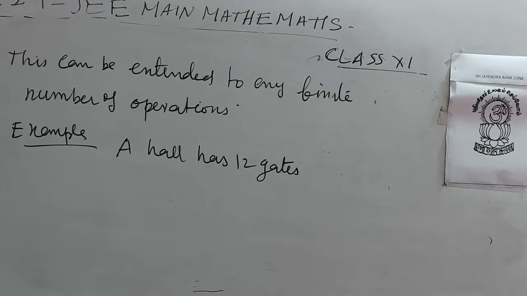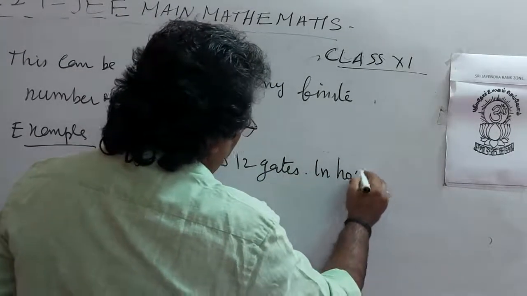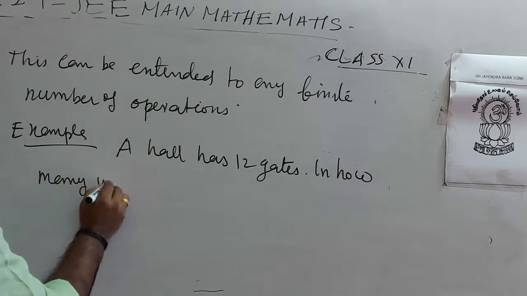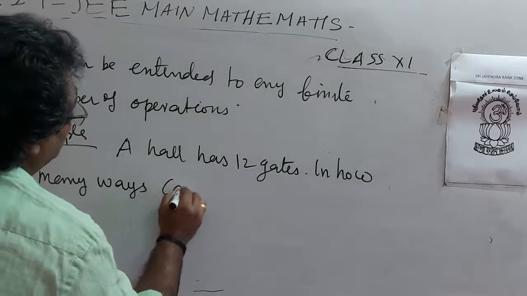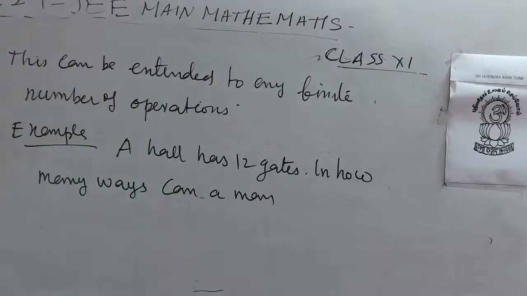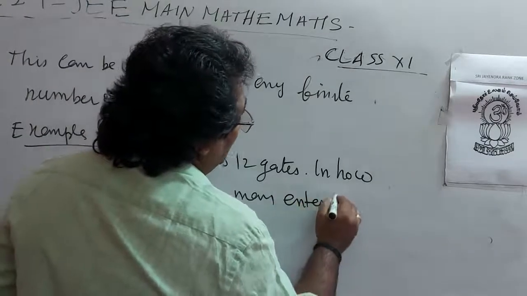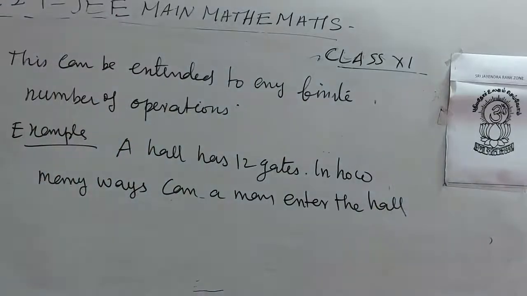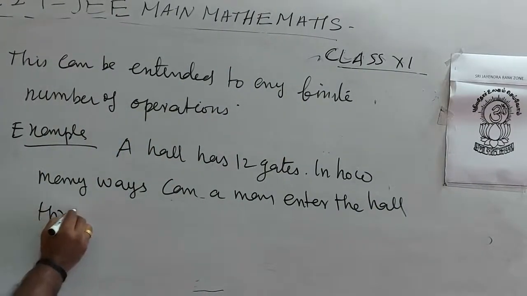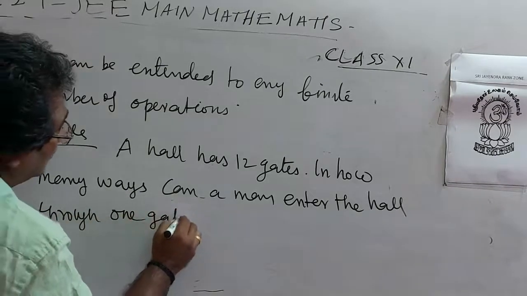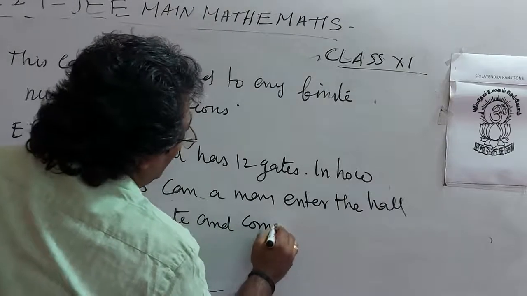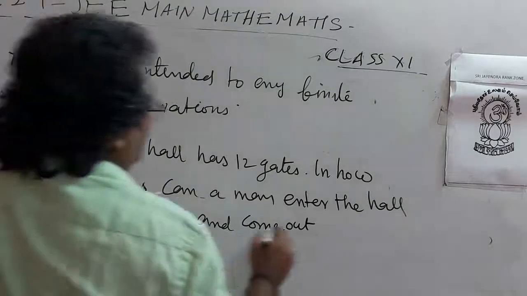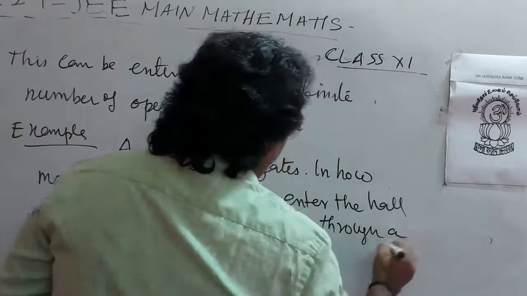A hall has 12 gates. In how many ways can a man enter the hall through one gate, and come out through a different gate.